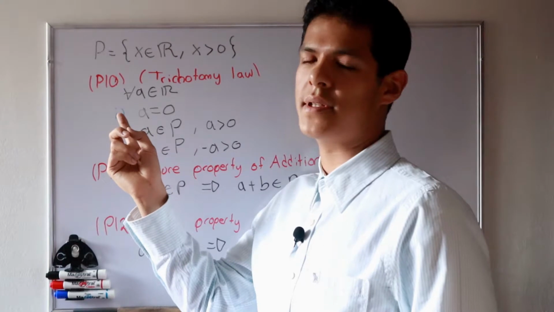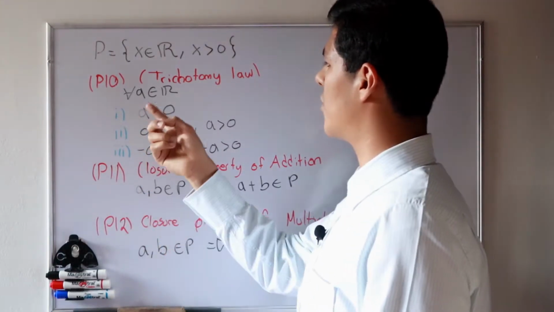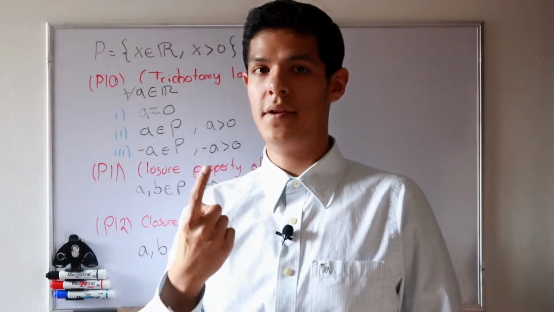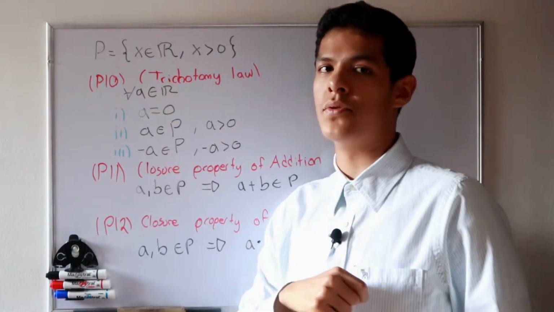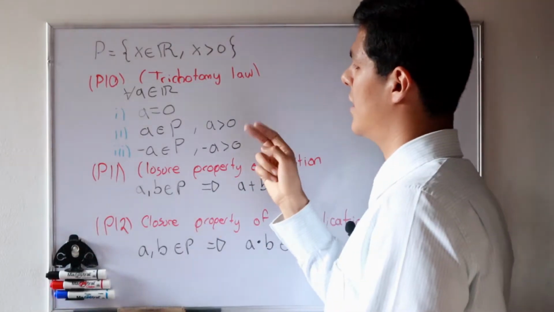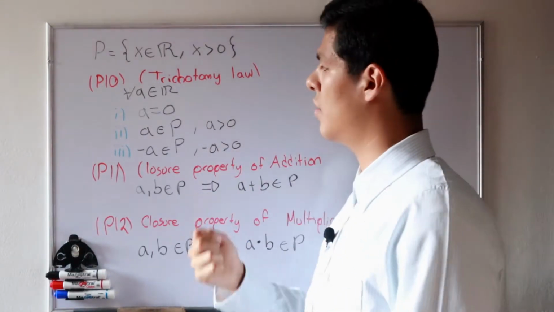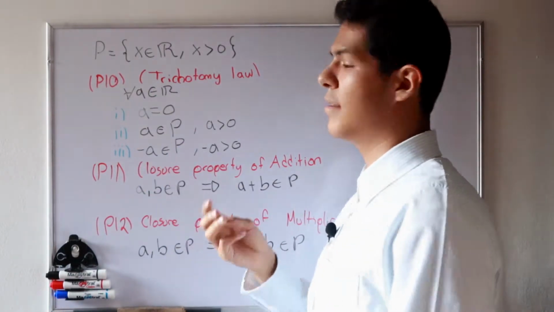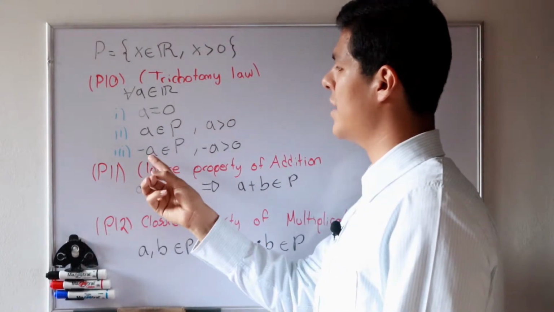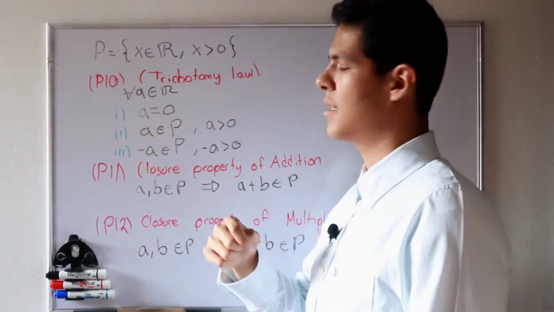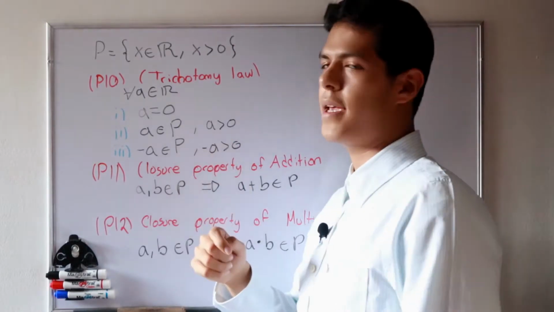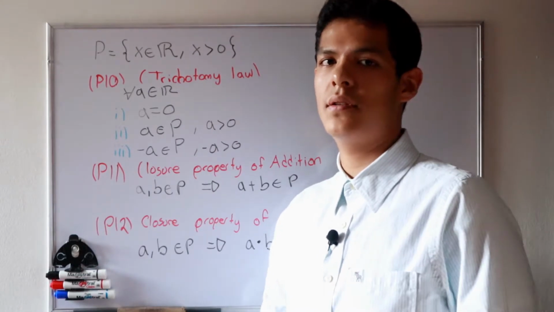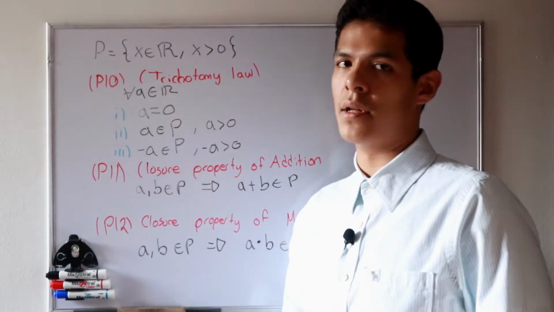So the 10th property says that every real number a can be put in 3 different cases. The first one is that a equals 0. The second one is that a is greater than 0, or that a is in that set P. The third one says that minus a is in that set, or that minus a is greater than 0. So this property is also called the Trichotomy Law.